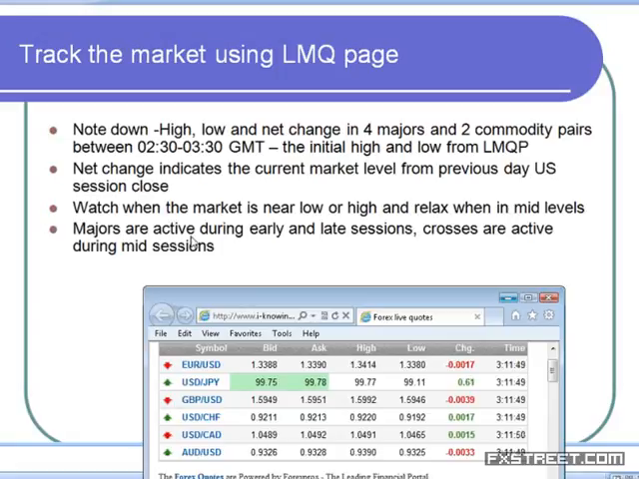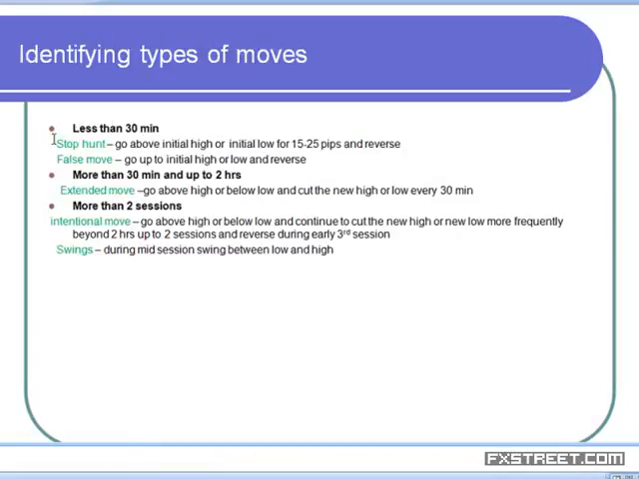Then we watch whether the market is near the low or high. If it is in the middle level, simply we relax, and now they are closer to low. So we will try to take the positions. Most active currencies will be very quick during the early sessions. So we will come to that after understanding the types of moves they make.